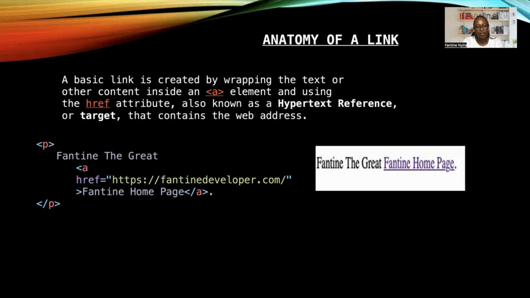So here we have an example. We have put some element in a paragraph. In that paragraph, there is Fantine the Great. And then inside that we have the anchor tag, the a, which is how we represent a link. It's important to add an attribute, which is href, where we are going to go when you click on the thing that is inside the anchor. It can be a text, it can be an image, it can be anything. Here we have just put a text saying Fantine homepage.